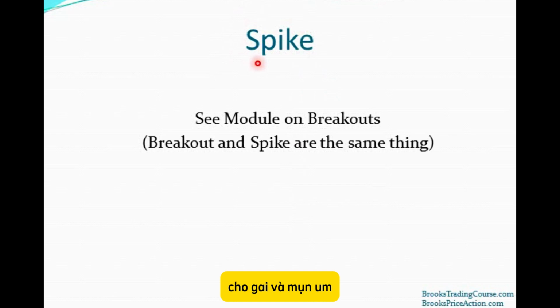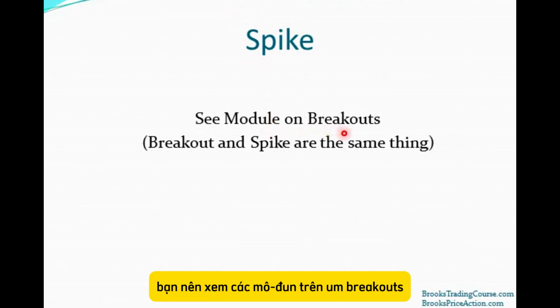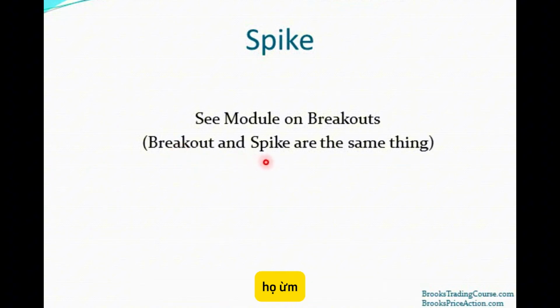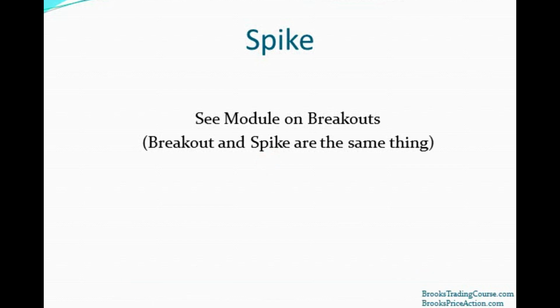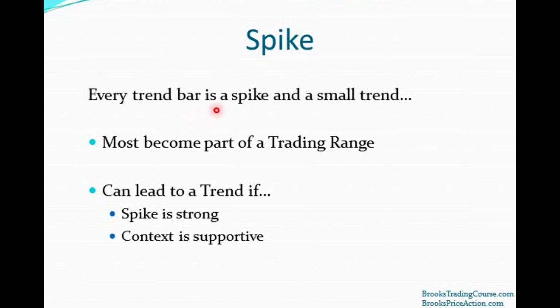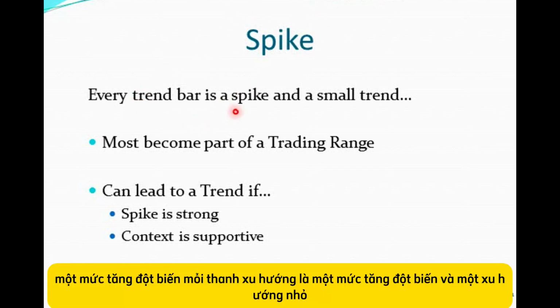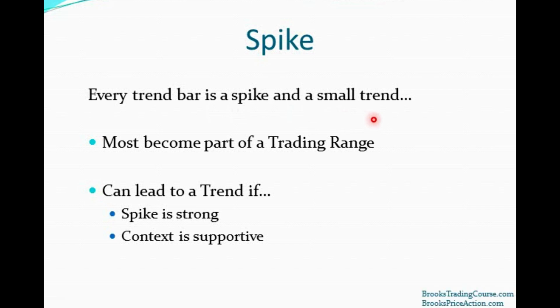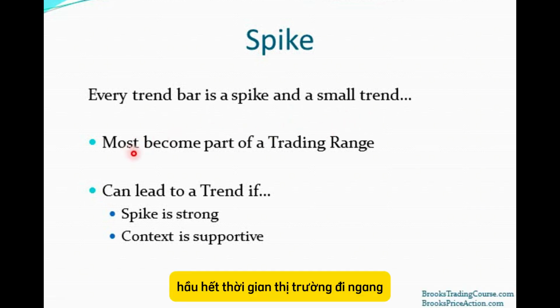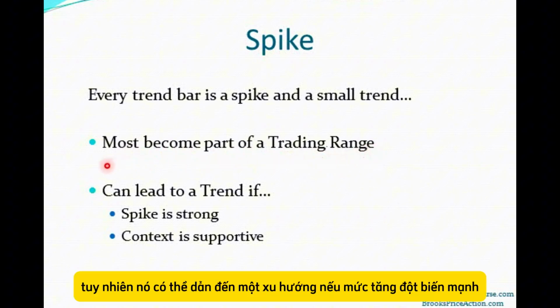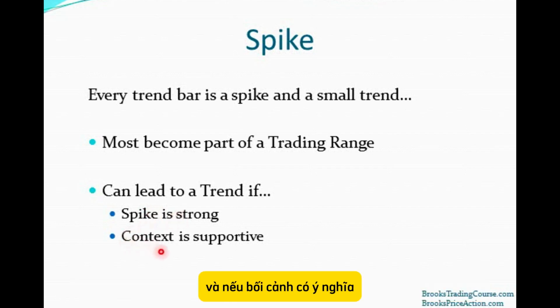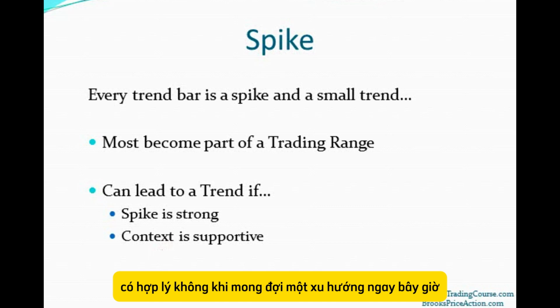For spikes and breakouts, you should take a look at the modules on breakouts. Remember, spike and breakout are two identical terms. They're interchangeable terms. They mean the same thing, a very strong trend. A spike. Every trend bar is a spike and a small trend. Most of the time, the market ends up going sideways and it becomes part of a trading range. However, it can lead to a trend if the spike is strong and if the context makes sense. Is it logical to expect a trend right now?